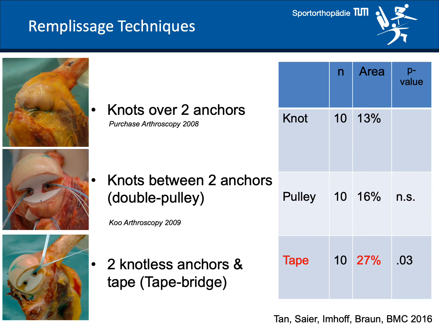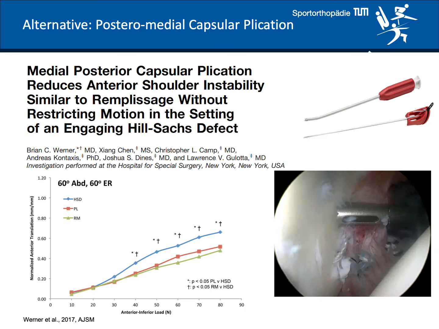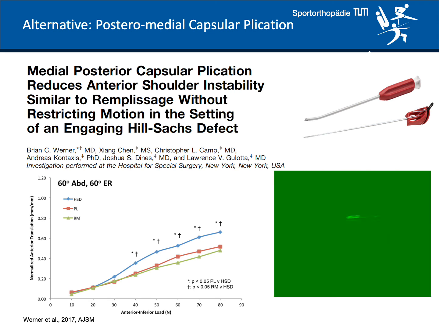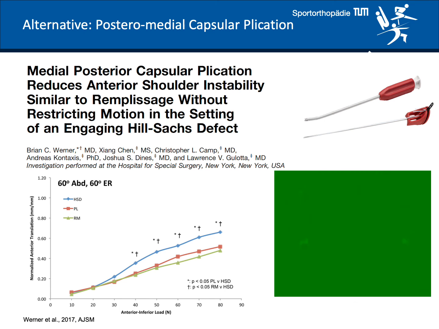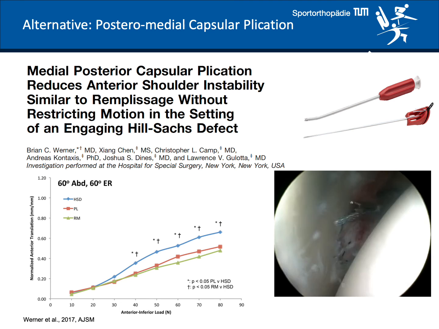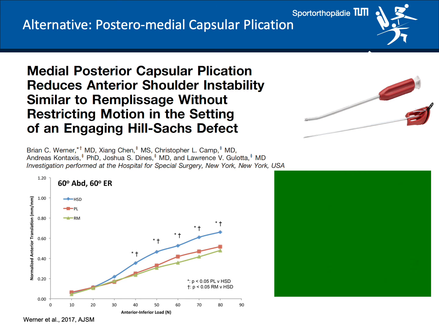Remplissage techniques. If we have 2 knots over 2 anchors, you cover the area about 13%. If you use a double pulley system, you get about 16%. If we use now a tape bridge, we can cover about 30%. This study was done in the lab. An alternative now is a posteromedial capsular application with the new all-suture anchors. This reduces the anterior shoulder instability, similar to remplissage without restricting motion in the setting of an engaged Hill-Sachs defect.